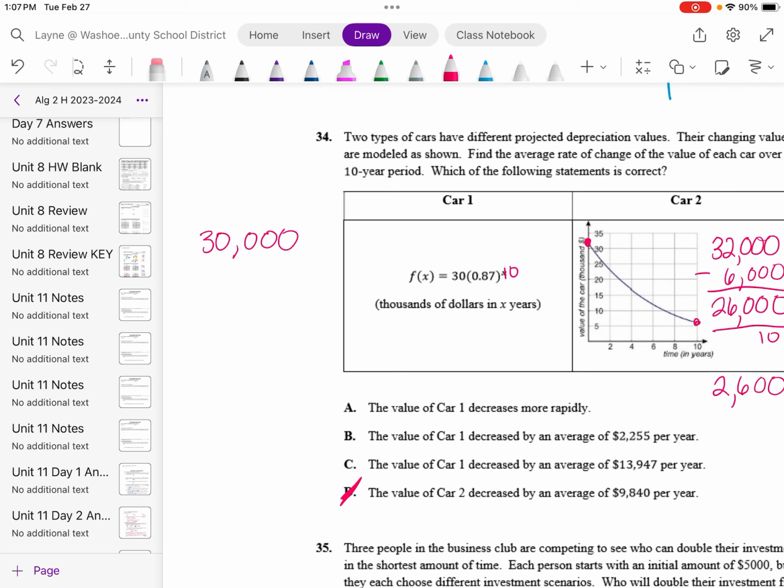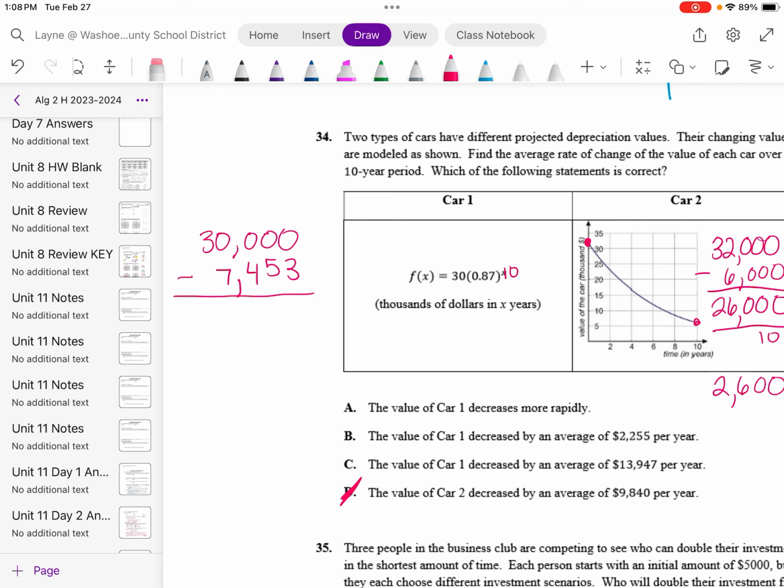So I'm going to do 0.87 to the power of 10 and then multiply that by 30. And that gives me that after 10 years, the car is now worth 7,453-ish. So that's about how much it is after 10 years. Remember, these are in thousands. So the answer I got was 7.452 or 7.453.